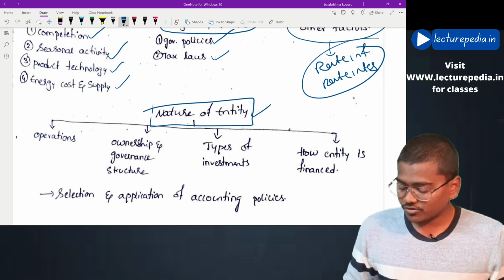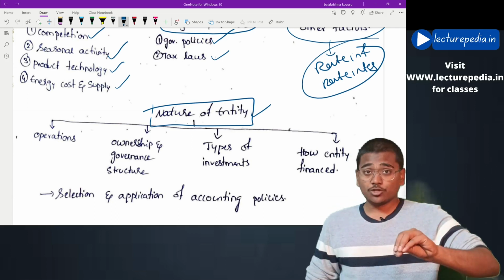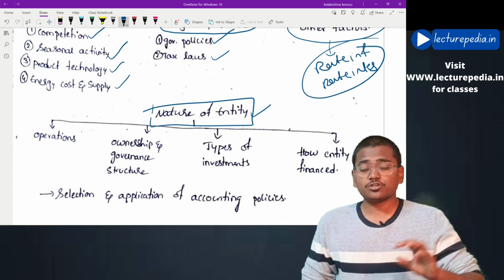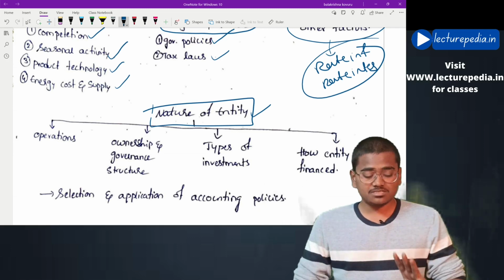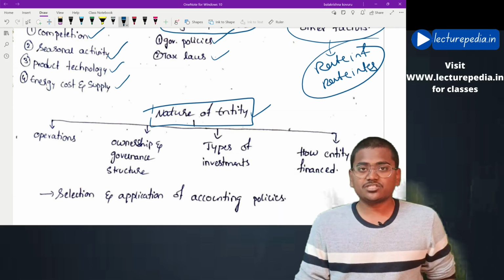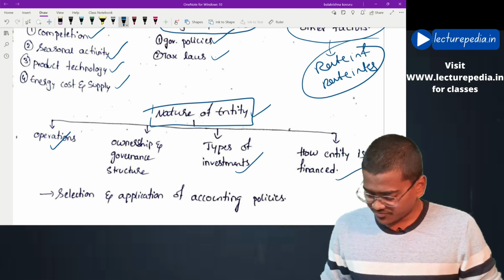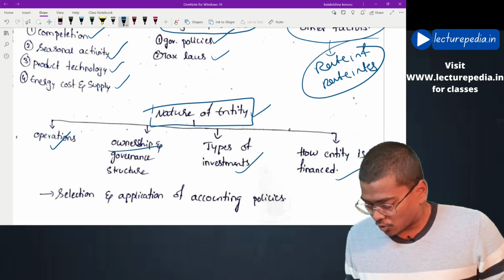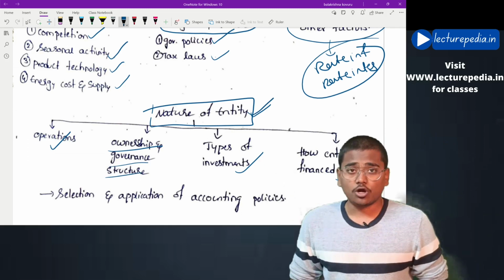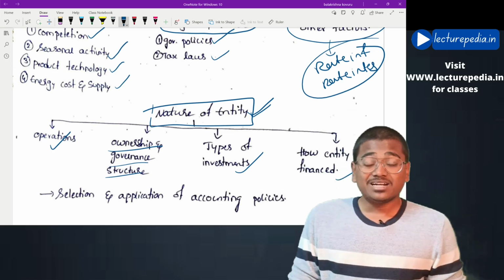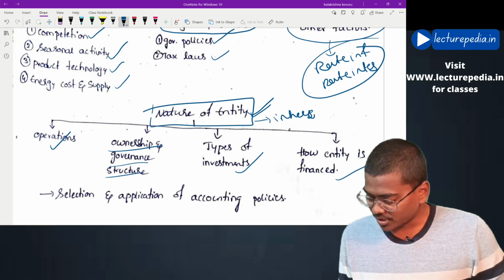After obtaining understanding of the environment, he will obtain understanding of the nature of the entity. Under this, what will be understood by the auditor? Basically, remember the cash flow statement. Under cash flow statements, what are the types of activities? Operating activities, financing activities, and investing activities. These three activities will be understood by the auditor: operations, investments, and how the entity is financed. And he will also obtain understanding of the ownership and governance structure of the entity. This will be understood in order to determine the inherent risk that the entity is facing.